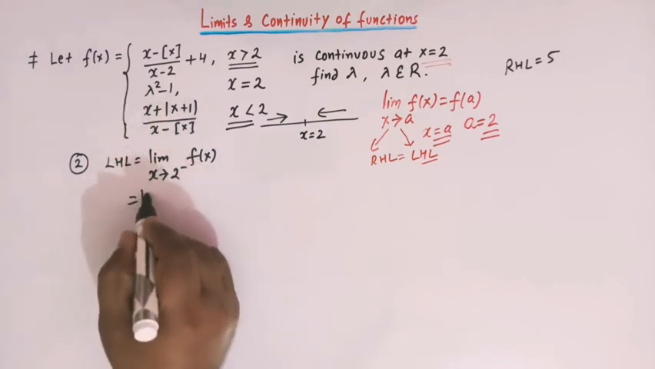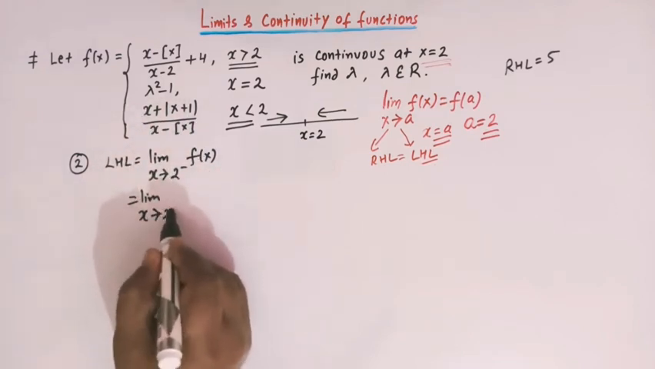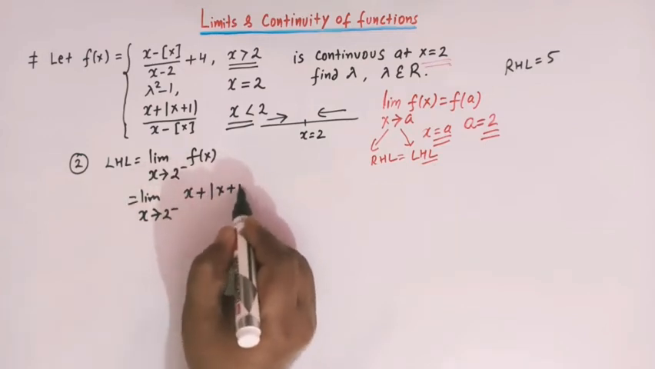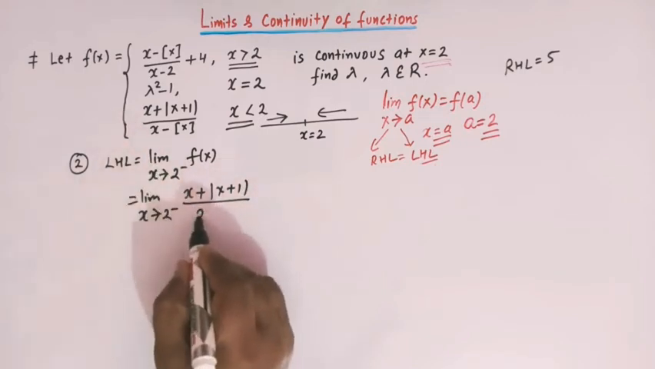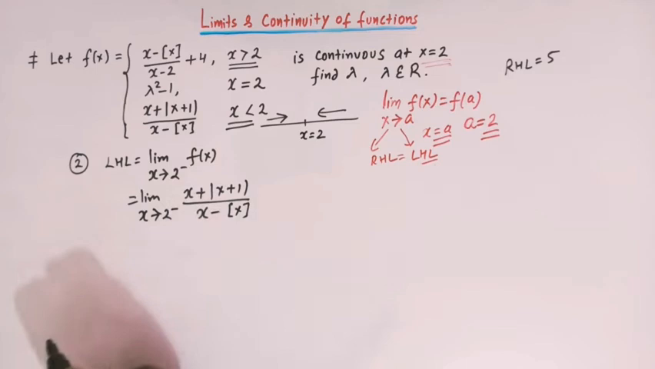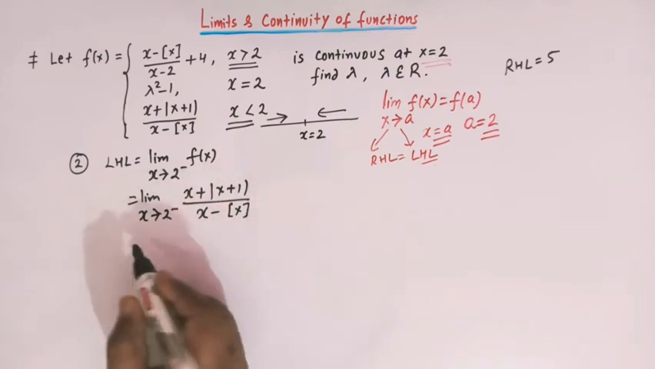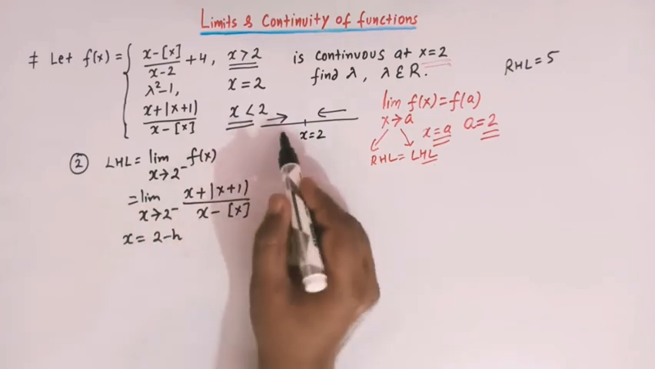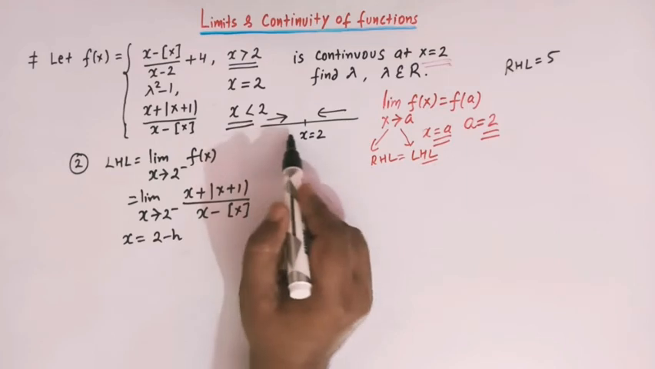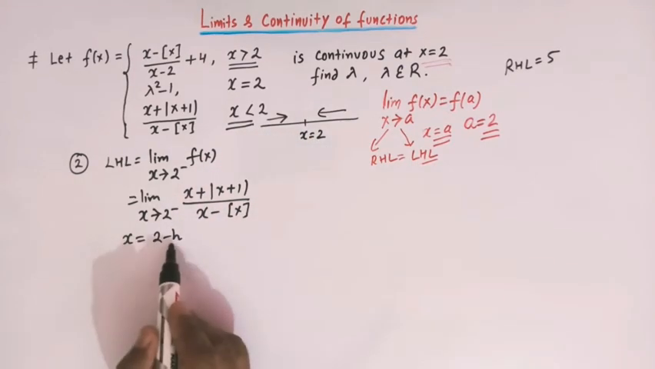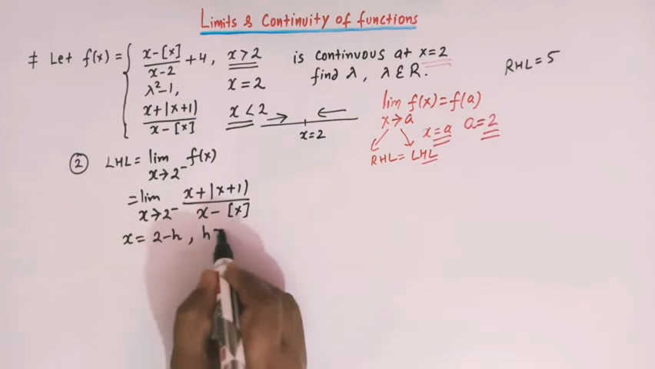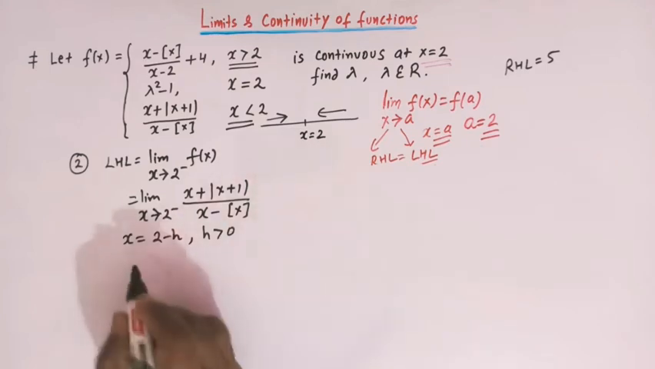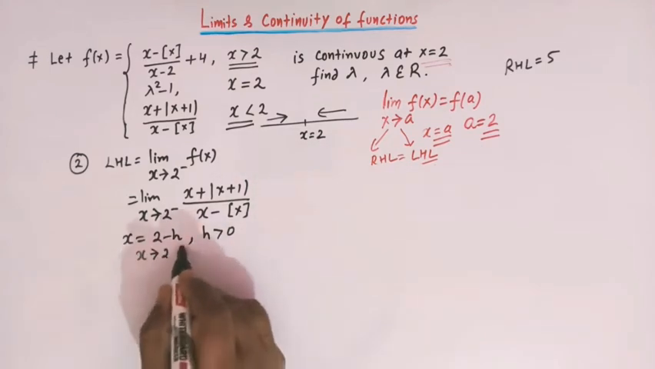So now we can write limit, this is x tends to 2 minus, and we have here x plus mod of x plus 1, and in the denominator we have x minus greatest integer of x, right? So now here again we'll make the substitution, x is equal to 2 minus h, because in this case all the values are less than 2, so we'll take x is equal to 2 minus h, and again h is greater than 0, and h is a very small quantity. So when x tends to 2, h tends to 0.